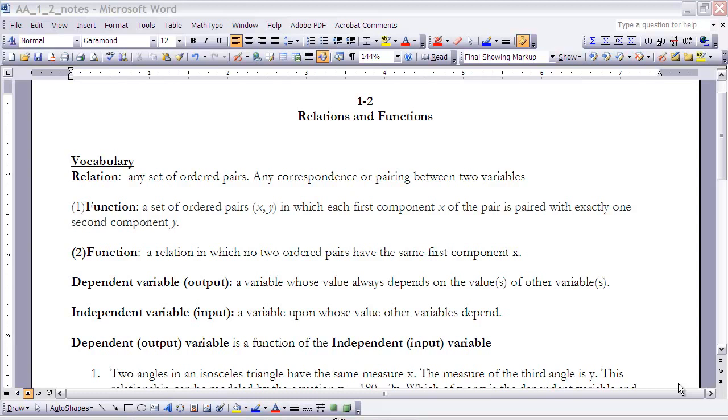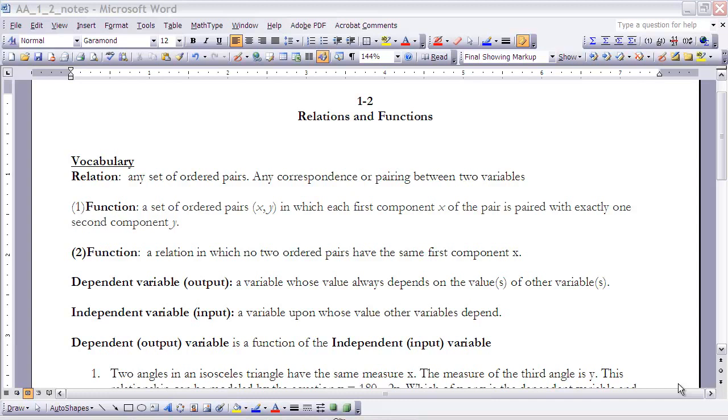Okay? So if I have something, for instance, y equals 3x plus 5, the value of y is dependent upon what the value of x is. That's what it means for it to be dependent. So in that scenario, y would be dependent. An independent variable is the exact opposite of that. The independent variable is a variable upon whose value other variables depend. So in my scenario, x would be the independent variable.